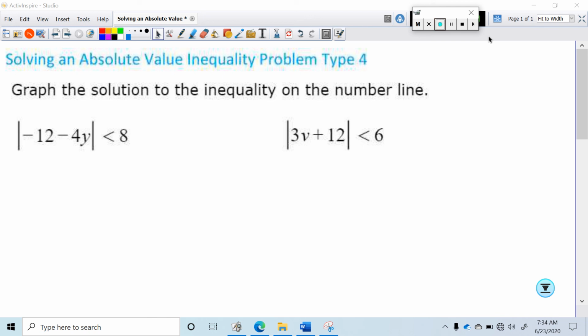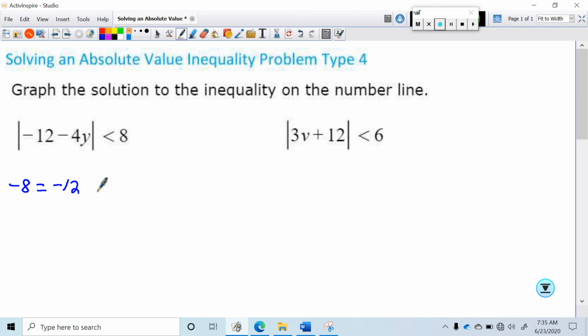Going to graph the solution to the inequality on the number line. In order to do that, I must solve the inequality first, and this is an absolute value situation. So what I'm going to do for now while I'm solving is pretend this less than is an equal sign. To get rid of the inequality symbol, you take the opposite of what's after the inequality. So the opposite of positive 8 is negative 8. Write that down.